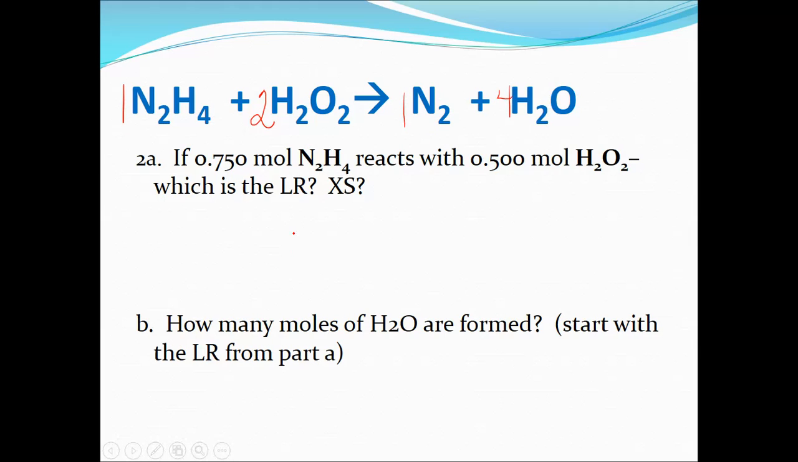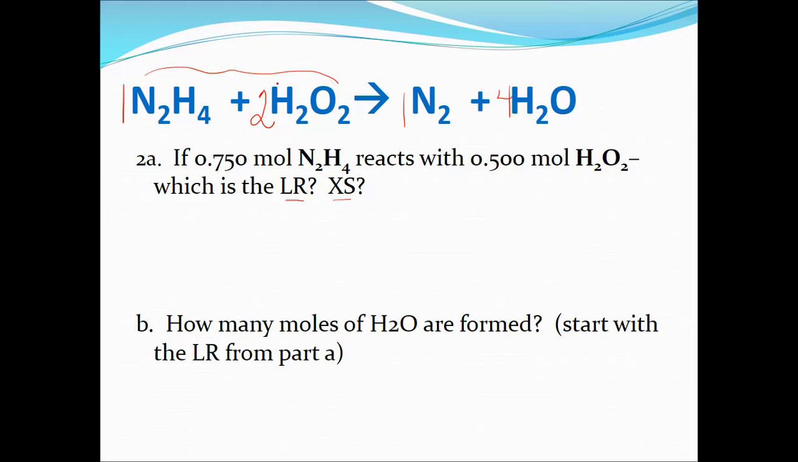So let's look at 2A and then 2B. This is really more like how the limiting reactant problems will look, where you'll have a part A and a part B. In part A, you're going to be asked to figure out who the LR and excess reactants are. And then in part B, you're going to be asked to do something with that number. Here it says, if 0.750 moles of N2H4 reacts with 0.500 moles of H2O2, which is the LR and which is the excess.